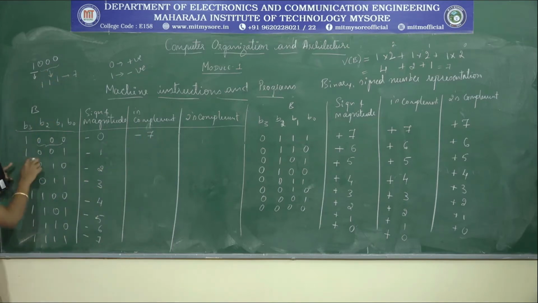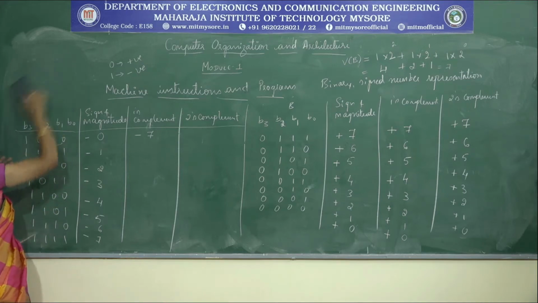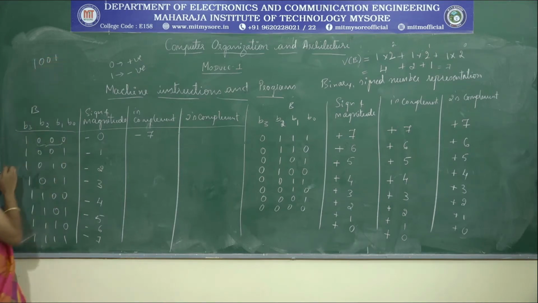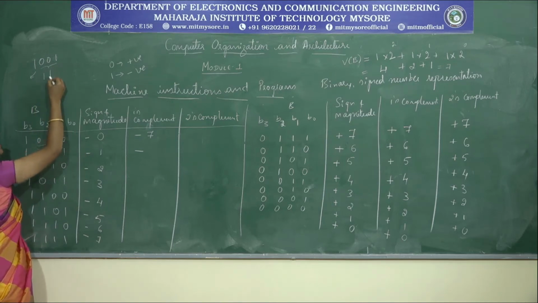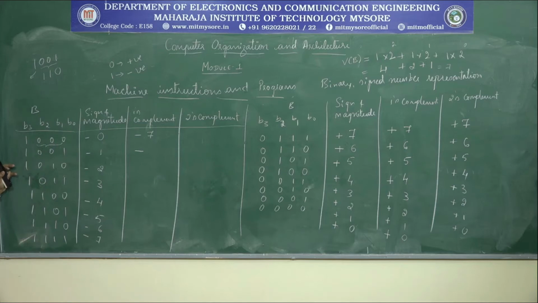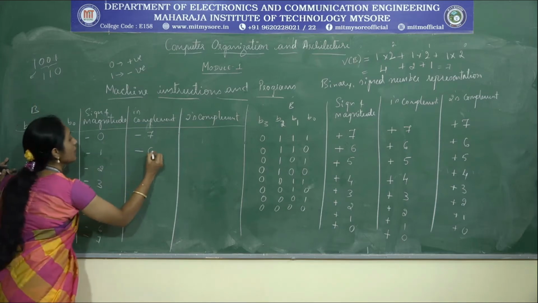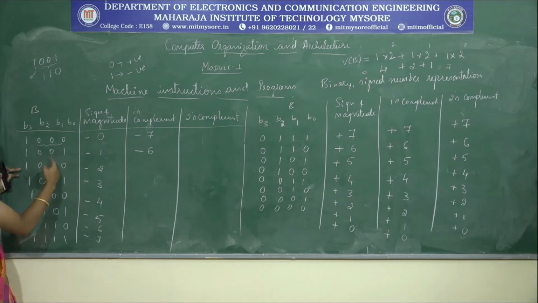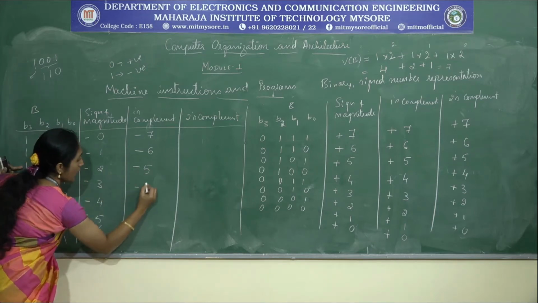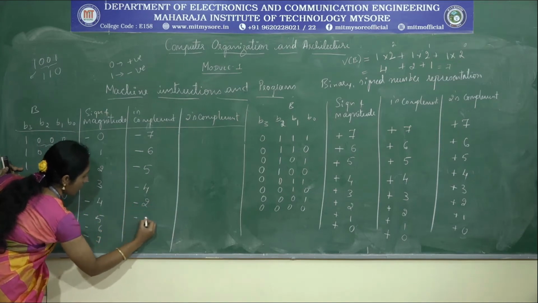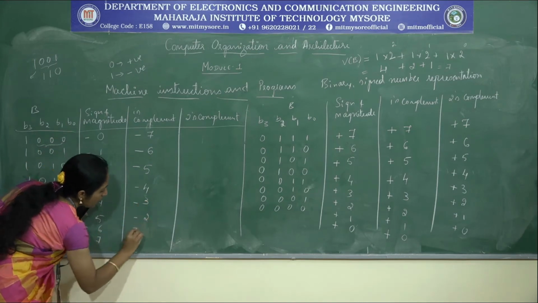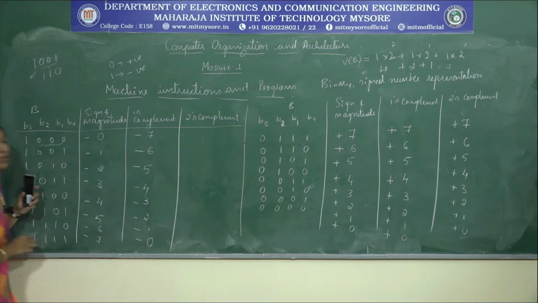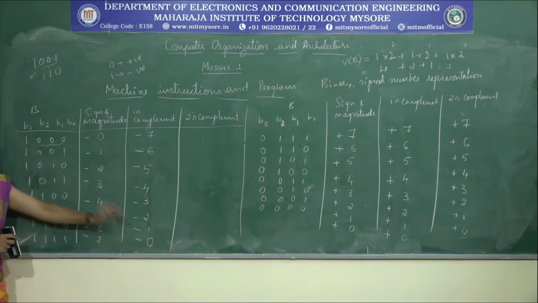Similarly, if we consider the next string we have 1 0 0 1. Here this represents the sign, that is negative, whereas we have 0 0 1. If you take the 1's complement, that becomes 1 1 0. Therefore 1 1 0 is nothing but 6. So this represents minus 6. Similarly, we have minus 5, minus 4, minus 3, minus 2, minus 1 and minus 0. So this is the representation in 1's complement.